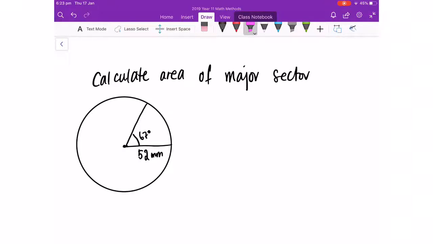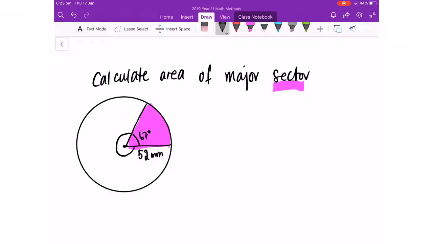So what I've got on the screen, you can see I've got a sector. I know it's a sector as it's just this actual area. This section here, that's your minor sector. So what we're trying to find is everything outside of that. There's a few ways you can do it, but I'm going to do it this way. I'm going to find out what that angle is going to be.